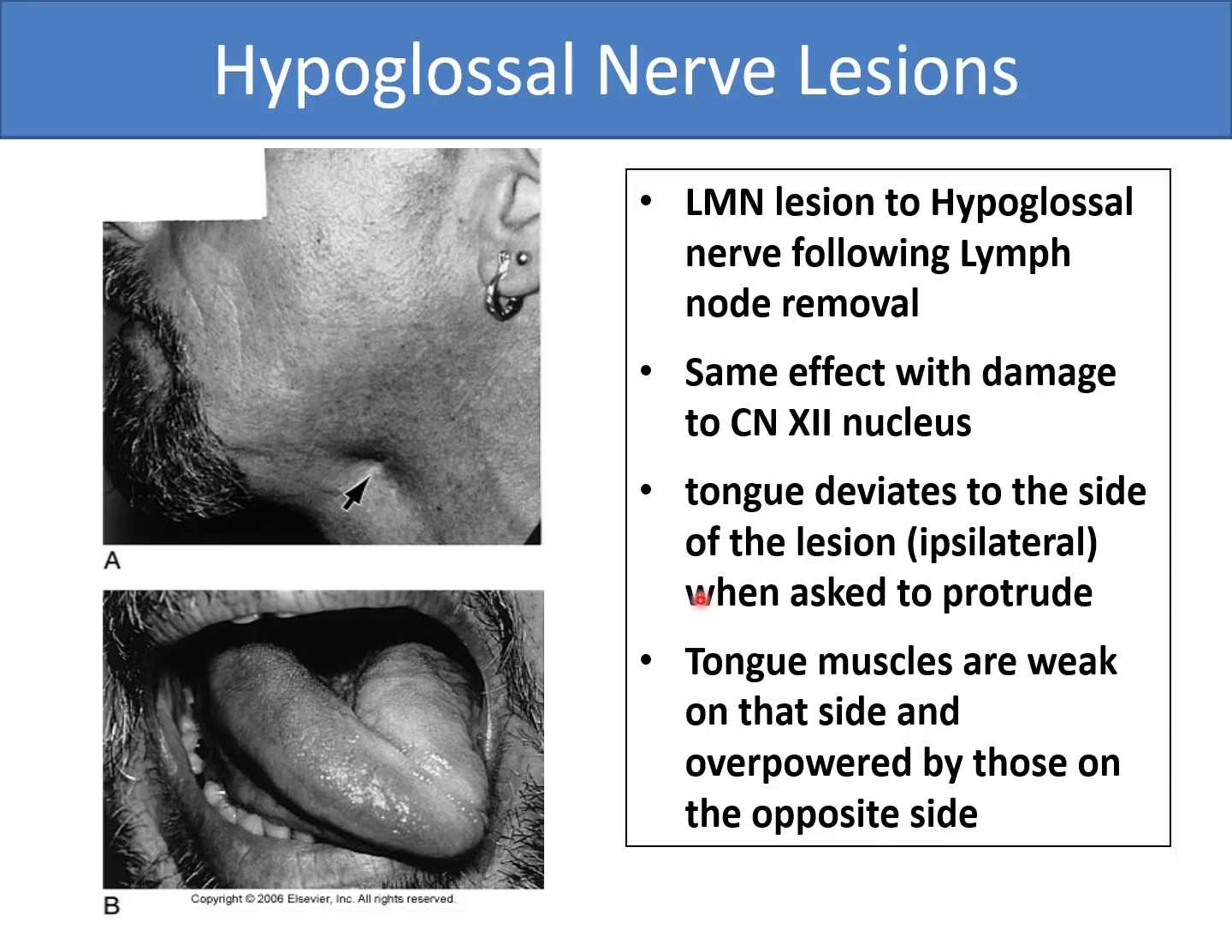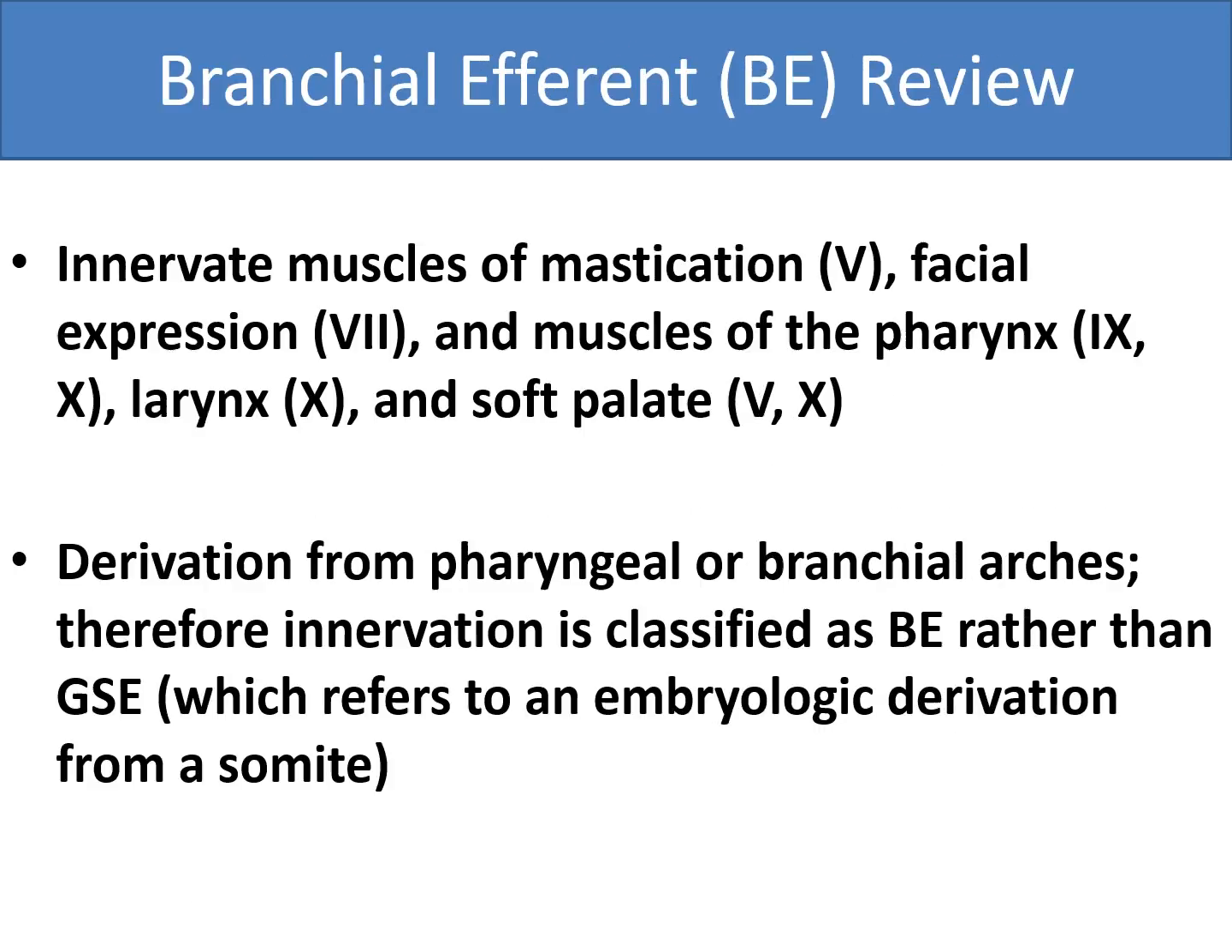You see here somebody who has a lesion to the hypoglossal nerve and has damage to the same effect with damage to the nucleus or to the nerve. And in this case, when they are asked to stick their tongue out, the tongue goes out to the side of the lesion of the cranial nerve or the cranial nerve nucleus. And it's an indication of the appearance of lower motor neuron damage.